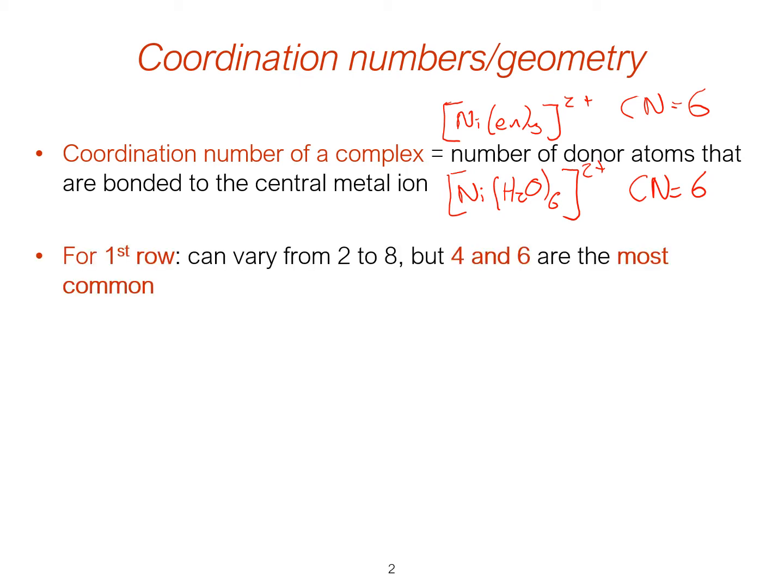For the first row of the transition metals, this can vary from 2 to 8, and we're going to be looking at all the shapes from 2 to 8. But 4 and 6 are the most common. So I'm going to go 2, 3, 5, 7, 8 first, and then we'll look at 4 and 6 at the end because, as I say, they're the most important, the most common, and what we'll be looking at with crystal field theory as well.